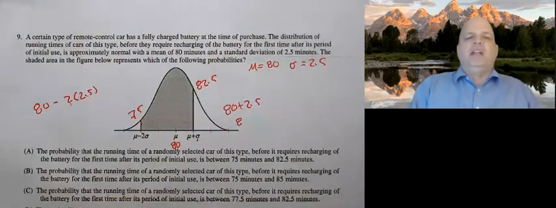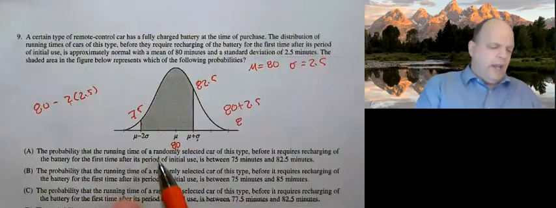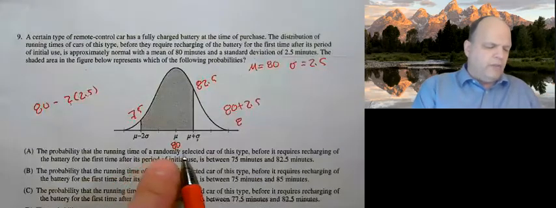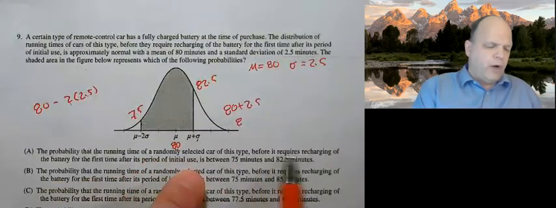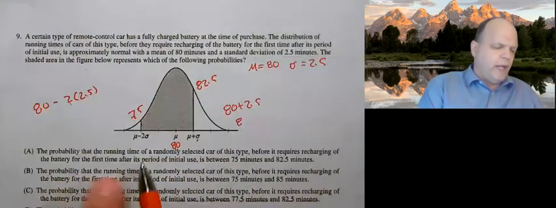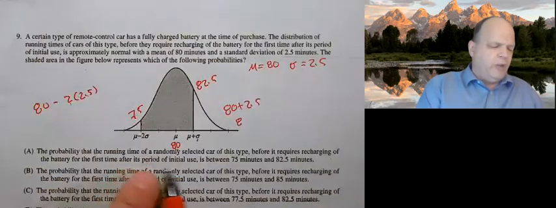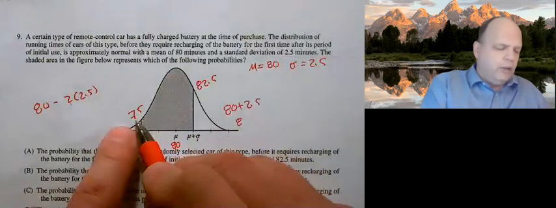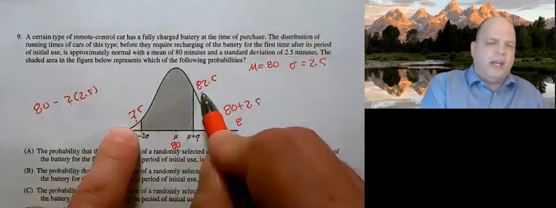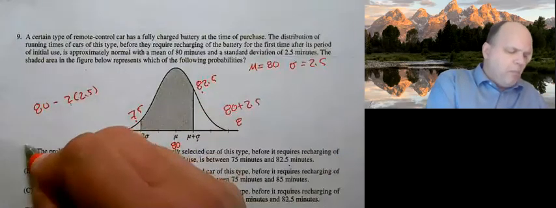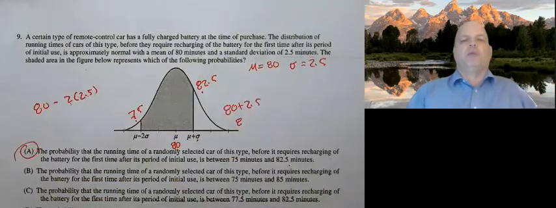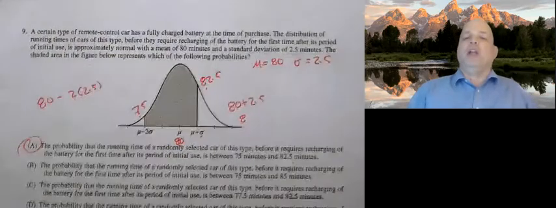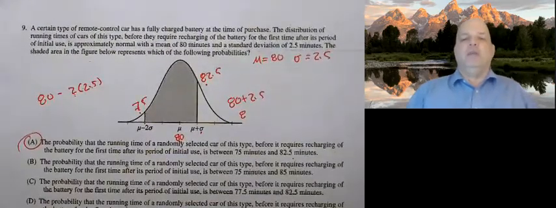So this is A: the probability that the running time of a randomly selected car of this type before it requires recharging of the battery for the first time after its period of initial use is between 75 and 82.5. So this shaded area, the low is 75, the upper is 82.5. Letter A happens to be the correct response for this one, because the shaded area is 75 to 82.5 minutes.